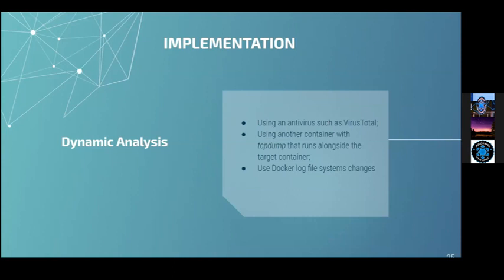In order to capture the traffic when the application is running, another container is run alongside with tcpdump that analyzes the network traffic, but tcpdump takes a bit to start, so the initial traffic from the target container may be lost, and in that traffic may be malicious content, and we can't capture it.